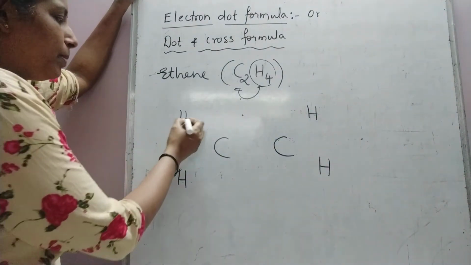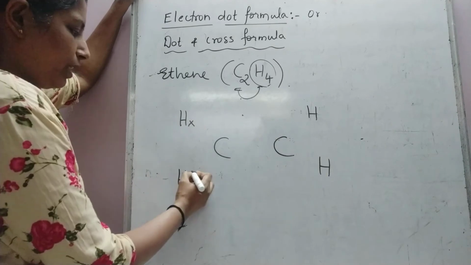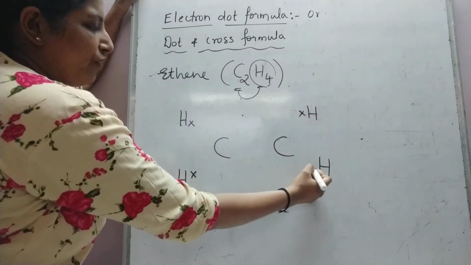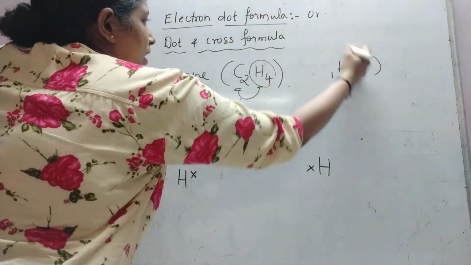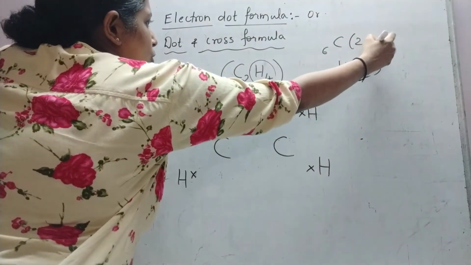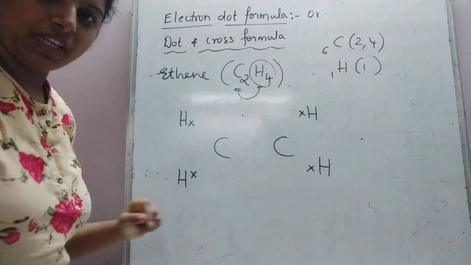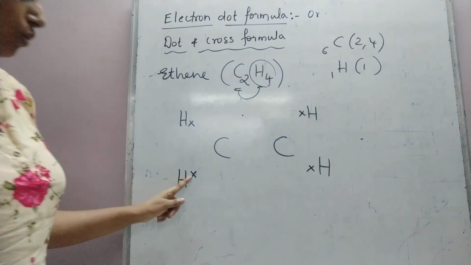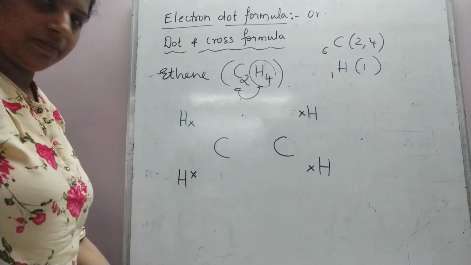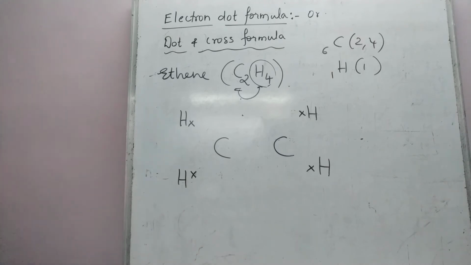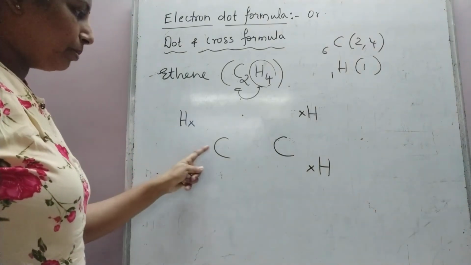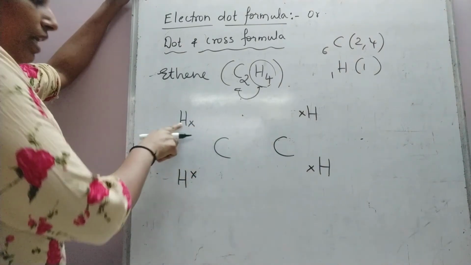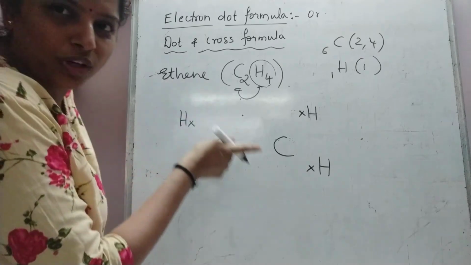Now let me represent the electrons of hydrogen by a cross. Every hydrogen atom, as you remember, has only one electron in its electronic configuration, so this is represented by a cross. Now carbon has to share. Hydrogen is giving its one electron into sharing.